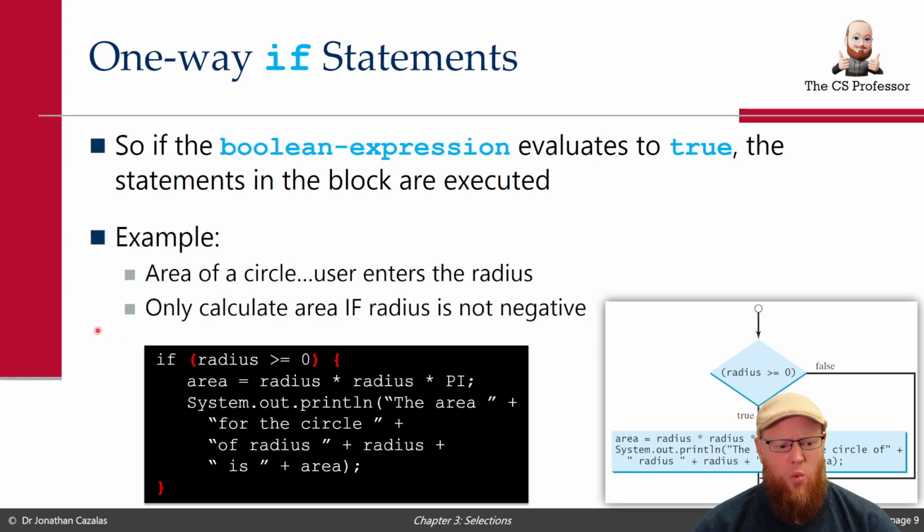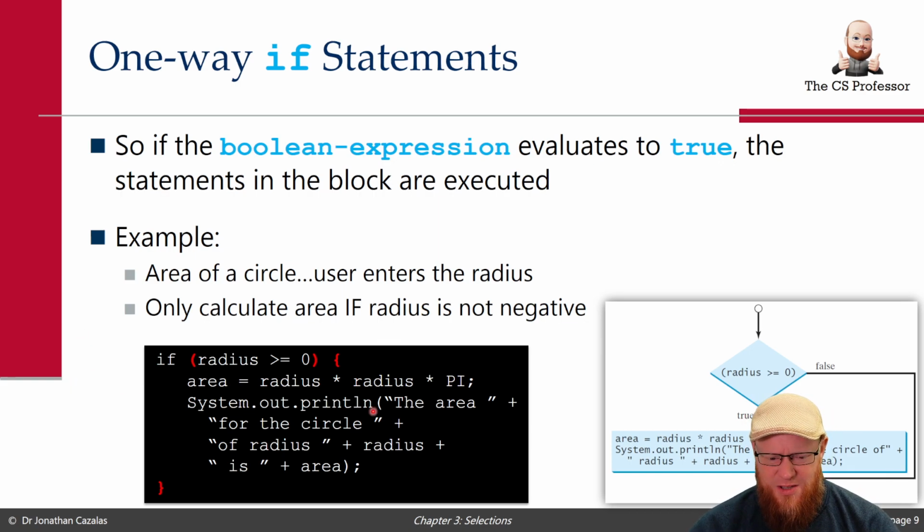Here's an example. What if you needed to calculate the area of a circle and you're going to ask the user to enter a radius? What if they enter a negative radius? There's clearly no area on a negative radius. So we could check first. If the radius is greater than 0 or even equal to 0, we can calculate the area, right? So we do that, we calculate the area, and then we print.